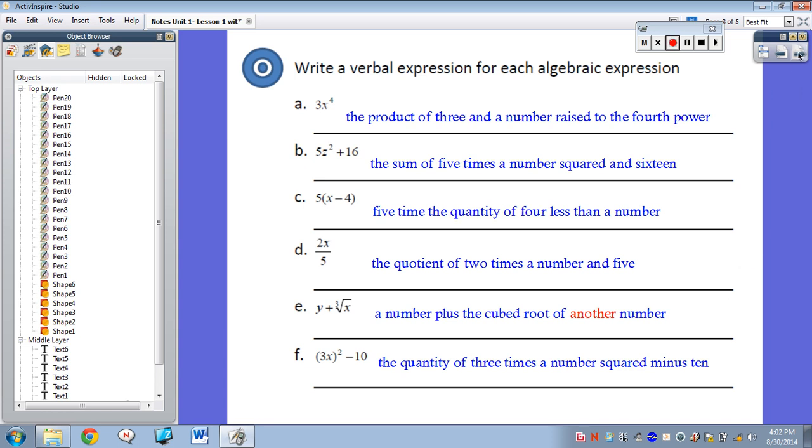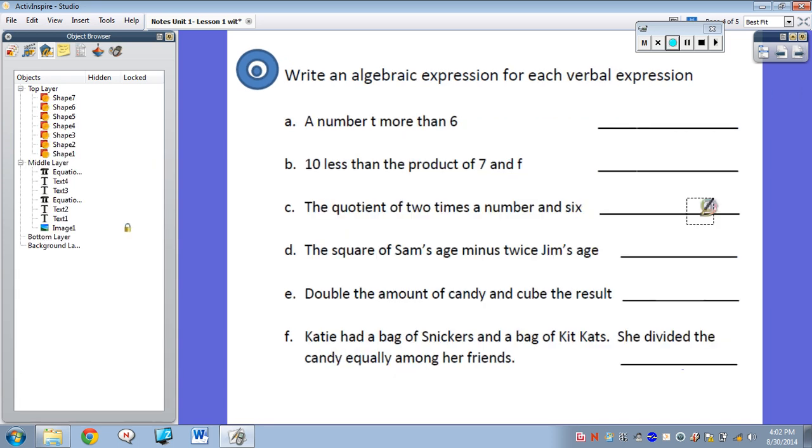Okay. All right, the last part of the notes, we're now going to go the opposite way. You're going to write an algebraic expression for each verbal expression. So now everything is written out for you. Now you're going to write the simpler algebraic expression using this. All right, you've got a number t, so the variable you're going to be using is t, more than 6. Okay, more than, right? What operation is that? That's addition. So you've got a number t more than 6.